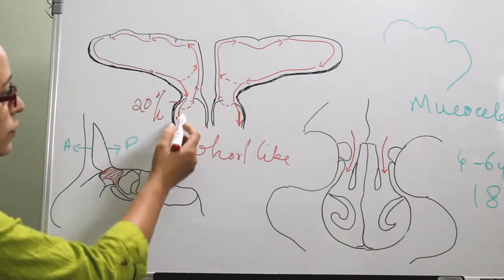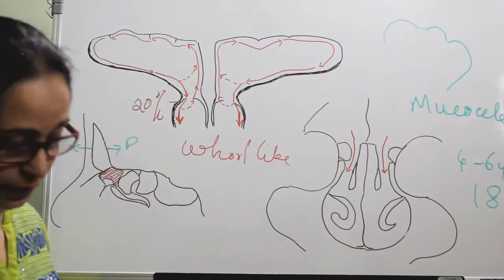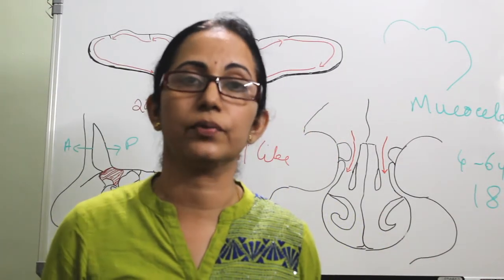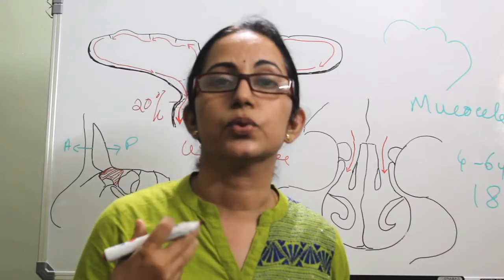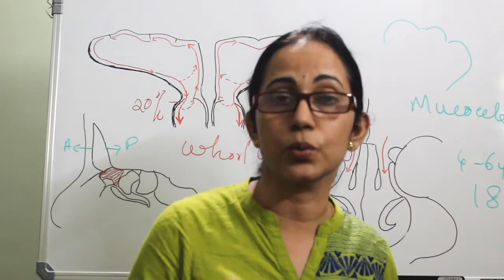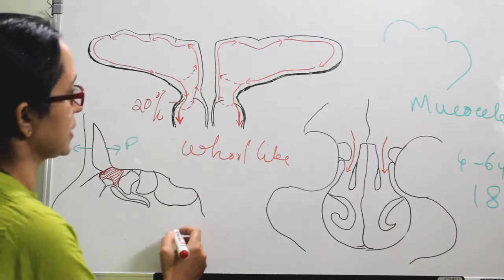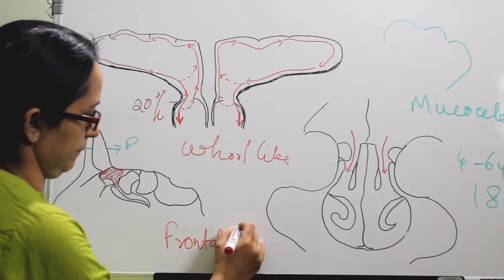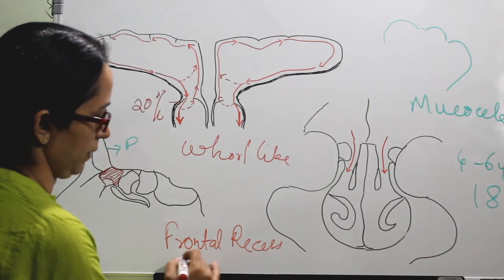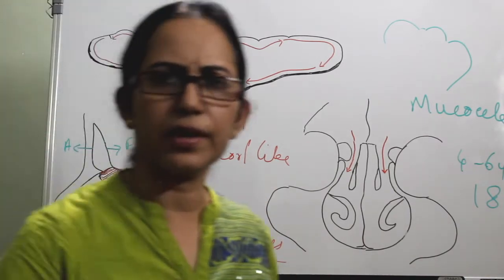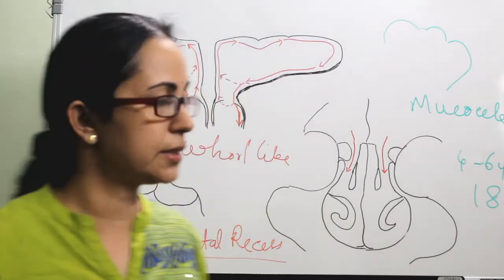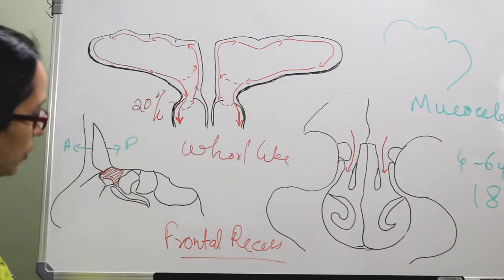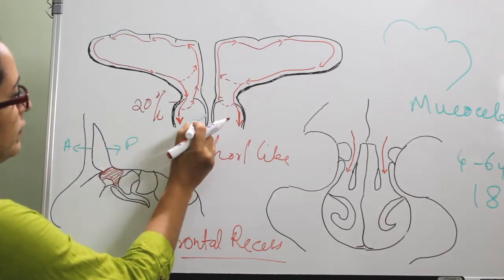And after that what will happen? This part is called the frontal recess area. That is also very important. After the frontal ostium, there is an extension of the frontal sinus into the nose. So this extension of the frontal sinus into the nose is called the frontal recess. And this frontal recess area is very important for an endoscopic surgeon. And what is that? Actually this part is the frontal recess area.